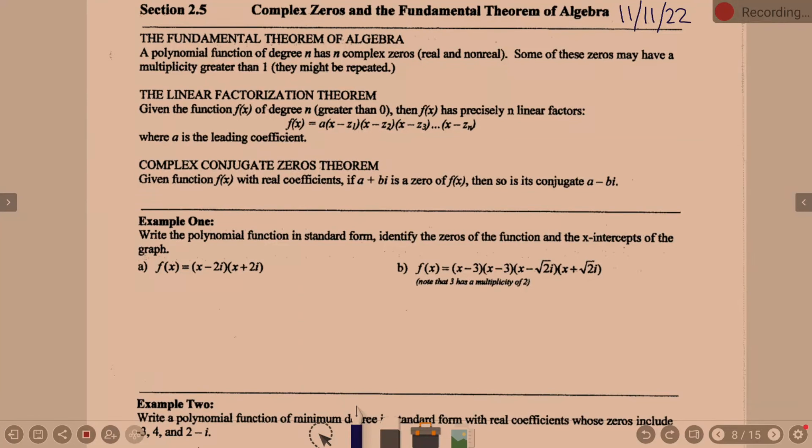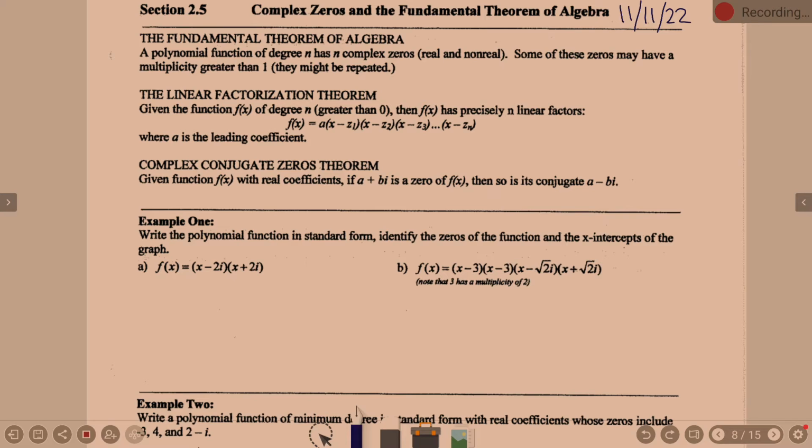Complex zeros and the fundamental theorem of algebra. We are really expanding on what we started in 2.4. Okay? We've already done bits and pieces of this. It's just taking it to a new level.